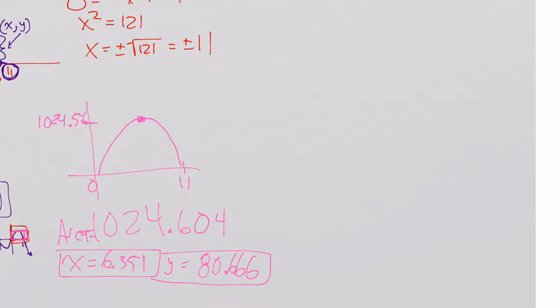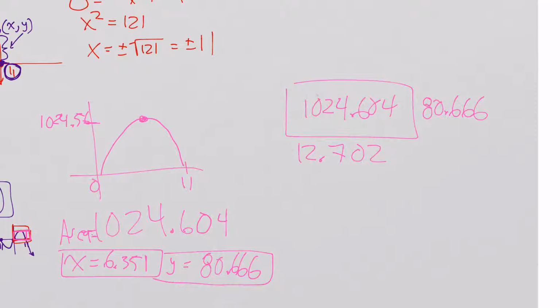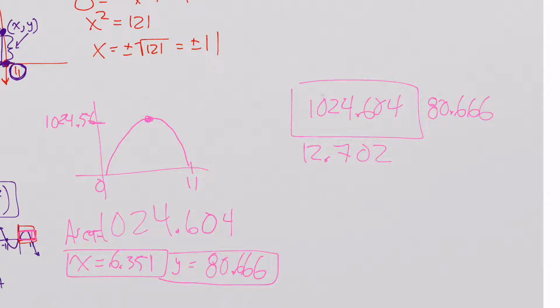So I actually need to double that 6.351, which means, if this is my rectangle, the base is 12.702, and the height is 80.666, giving me the maximum area of 1024.604 right there. And then the last question says, what x values will result in an area of 150?